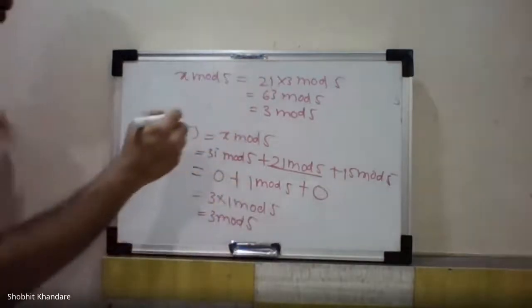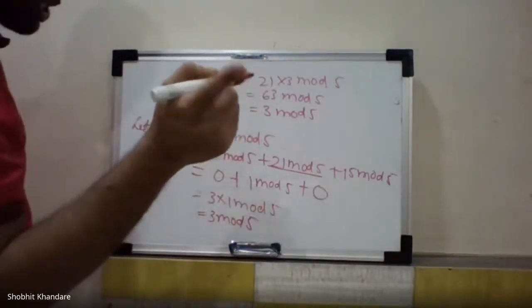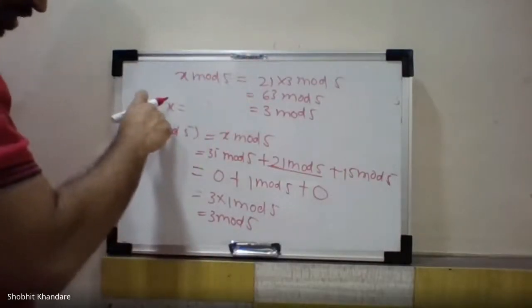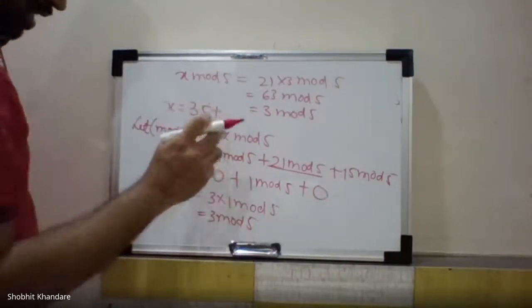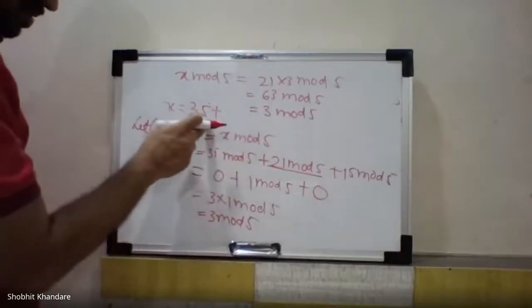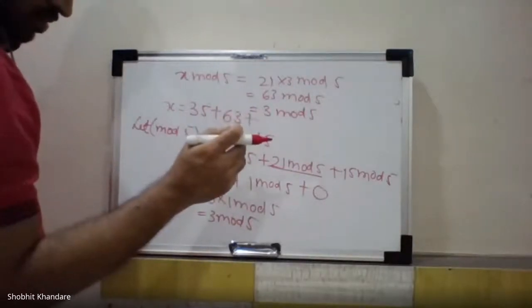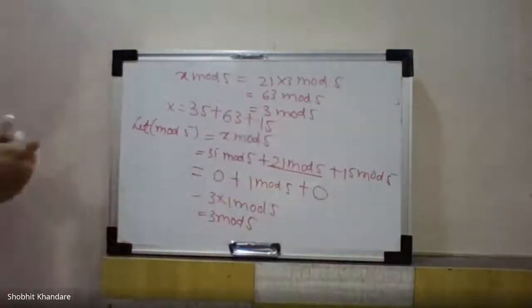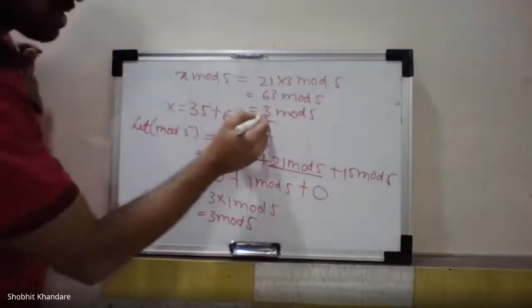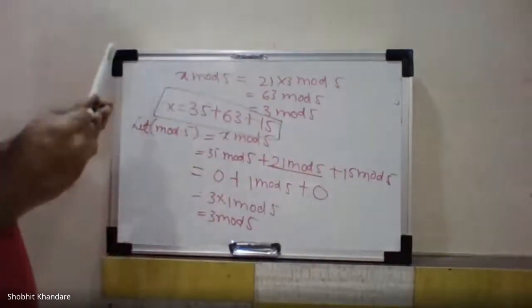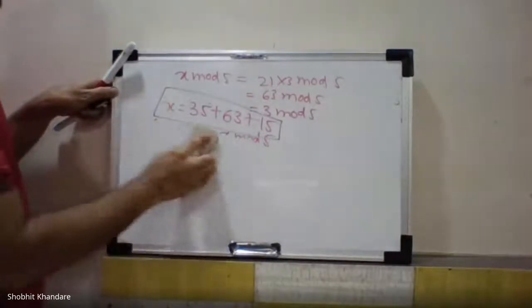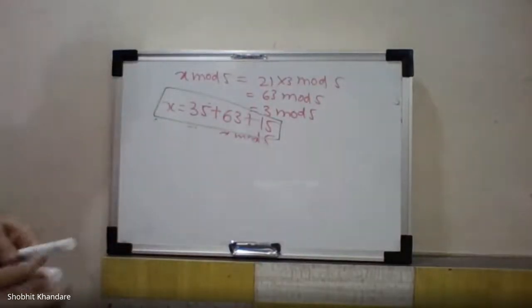So tell me the x so far. Now I have to check with the third. So x becomes now 35 plus 63 plus 15. But I still have to check x with the last remaining one, that is mod of 7.